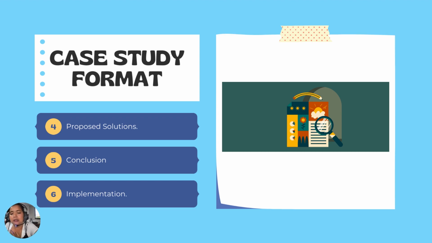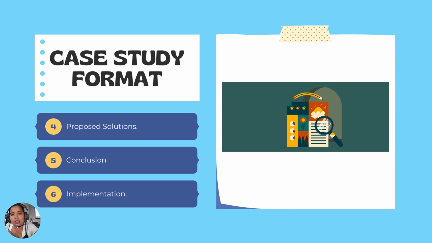And then next one would be the proposed solution. From the dilemma or problem that was presented, in the case analysis you're going to propose a solution in a way that will address the problem. And then after that, we'll be having the conclusion. Conclusion is, through the different problems and solutions, what can be concluded. So basically, this is already the stand of the writer.